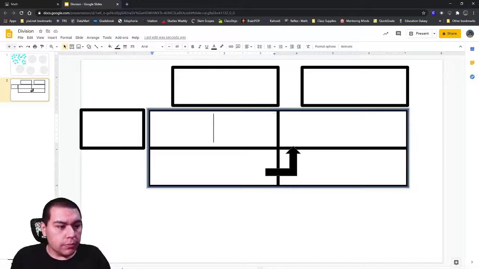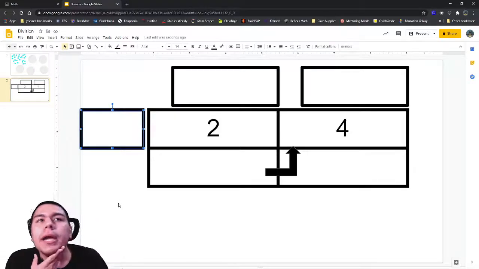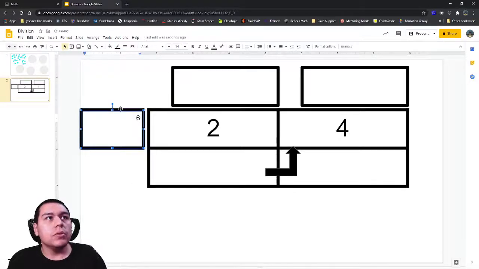So I'm going to make up a number here. Okay, my number is going to be 24, and we're going to divide it by 6. Okay, 24, and we're going to divide by 6. Oh, hold on. Let me fix this. A little bit bigger. Okay. 24 divided by 6.